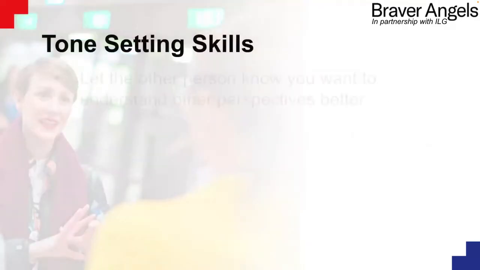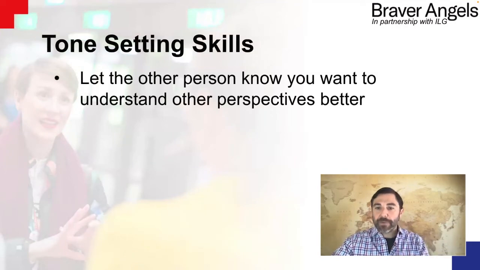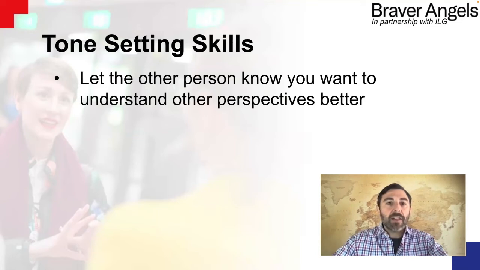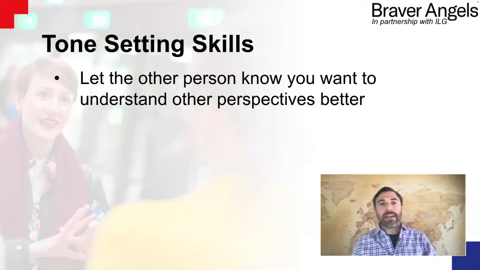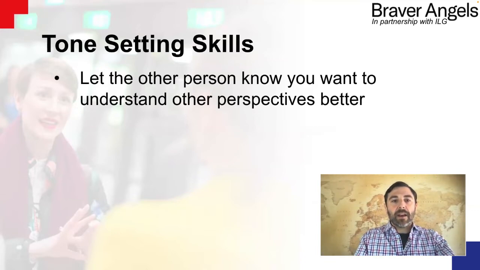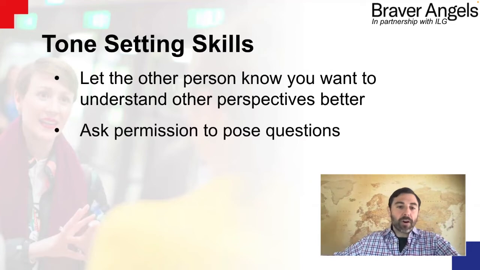So the first principle is let the other person know that you want to understand other perspectives. Okay, so that may sound like this. I'm finding myself curious these days about the views of people who are different from the people I tend to hang out with. Okay. And that really telegraphs to that person that this is the reason that you're in that conversation. And also ask permission to pose questions. So you want to put the ball in their court and make sure that they feel like they have some agency, some control over that conversation.